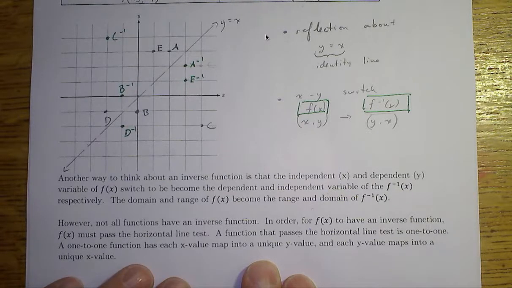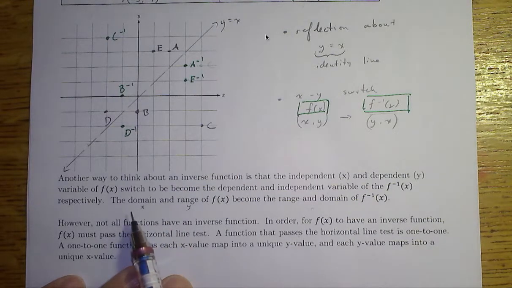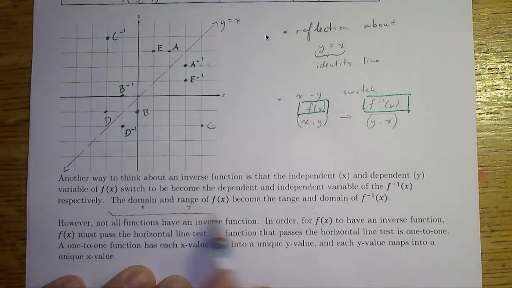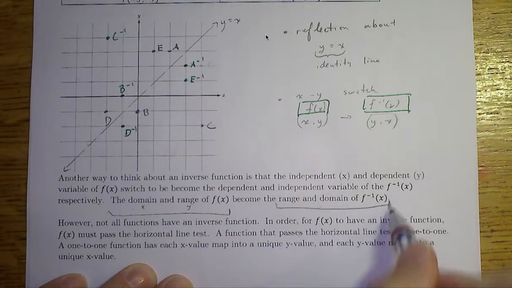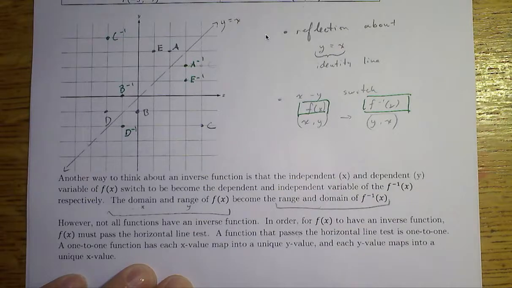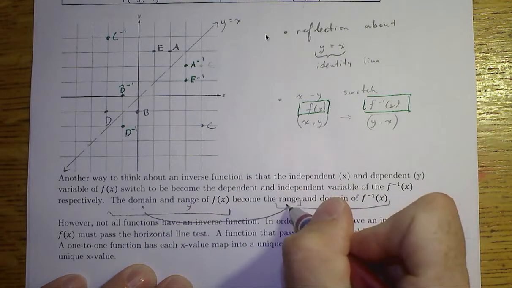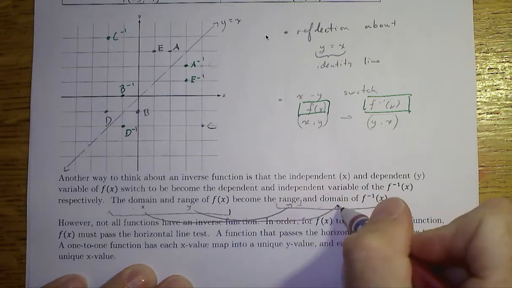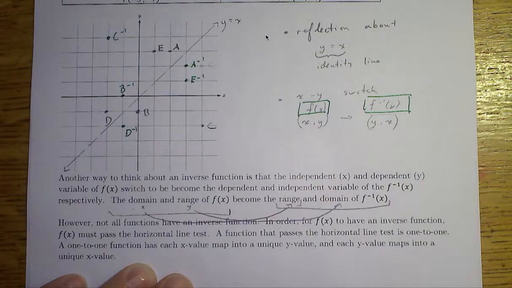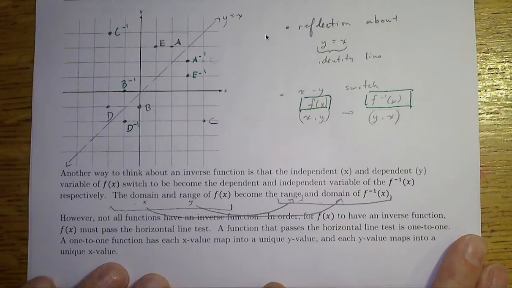And since for f the domain is x and the range is y, the domain and the range of f of x then become the range and the domain of your inverse. So your domain becomes your range, and your range becomes your domain. Now that is just a little interesting fact that may come up from time to time.